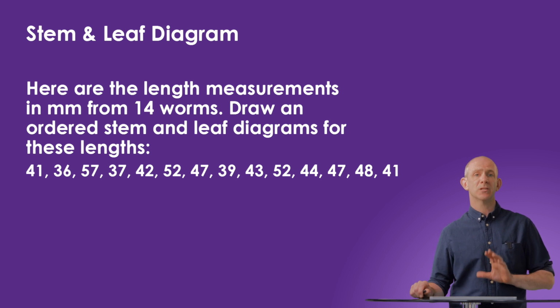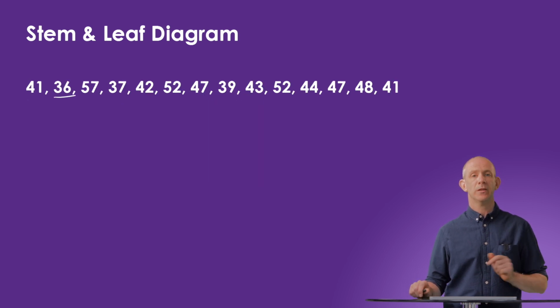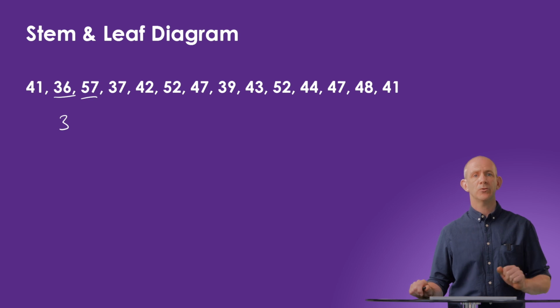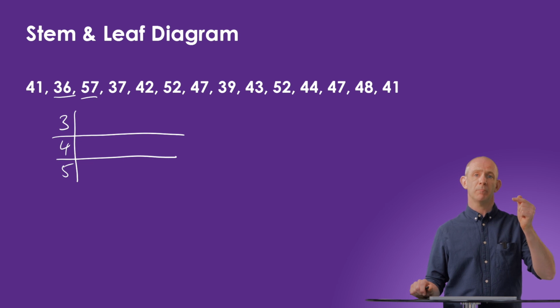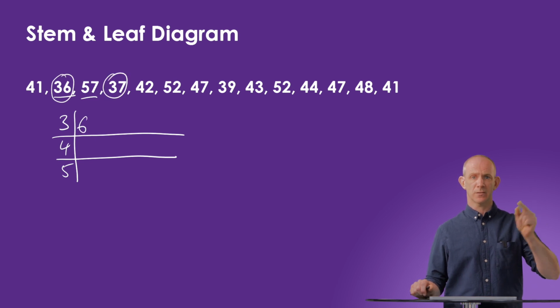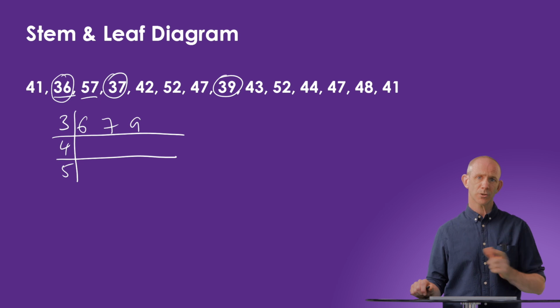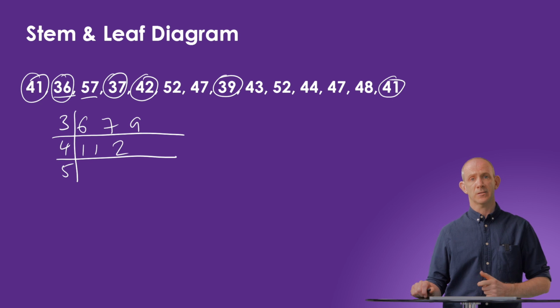When creating an ordered stem and leaf diagram, first locate the smallest and the largest piece of data. Here, the smallest is 36 and the largest is 57. I can use these two pieces of data to lay out the stem and leaf diagram, as I know that the central stem will be made of 3, 4 and 5, as no leaf is smaller than 36 or larger than 57. I can now start to add the rest of my data, beginning with the top, 6, 7 and 9, to represent the 30s. We can then move on to the 40s and the 50s like this.